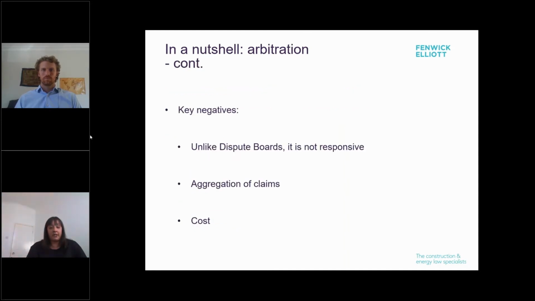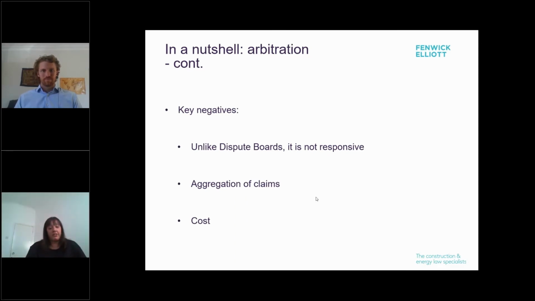Now, for downsides, unlike dispute boards, arbitration is not responsive. It is a final procedure which deals with the claims after the fact. An exception to this may be the use of emergency arbitrator procedures now included in most rules, but those procedures are very limited in scope.